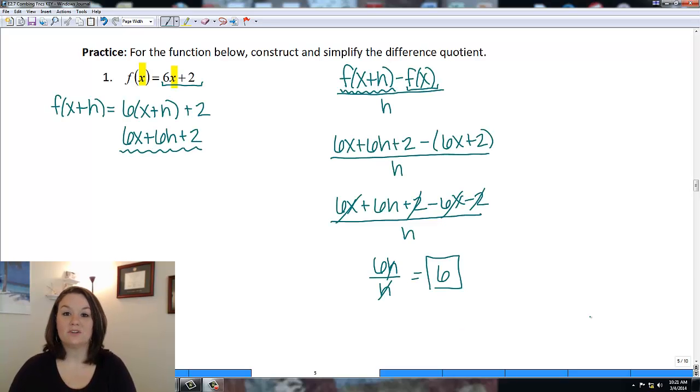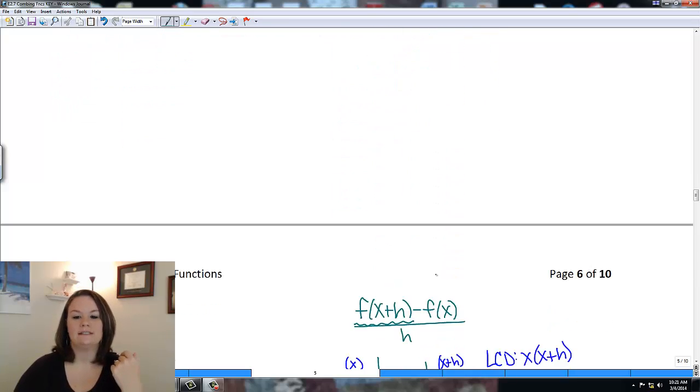All right, so on this first one, we take our f of x plus h, which when we plug in x plus h, we get 6x plus 6h plus 2. Plug that into our difference quotient, subtract our original, make sure you distribute this negative to both terms of your original. Okay, once I do that, my 6x's and my 2's cancel, and I'm left with 6h over h. My h's cancel, so I just get 6. Okay, on the second one, same idea.